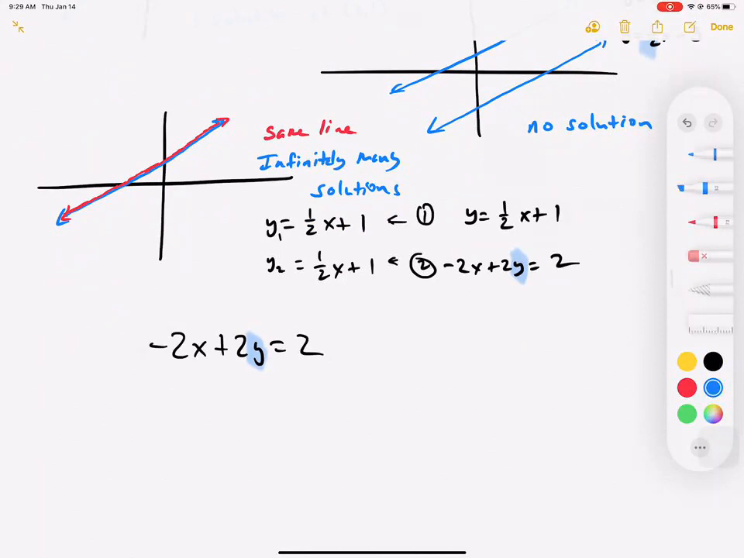We get rid of the 2x and the 2. So let's go ahead and do that. We get rid of the 2x first, plus 2x to both sides. We're left with 2y equals 2x plus 2.